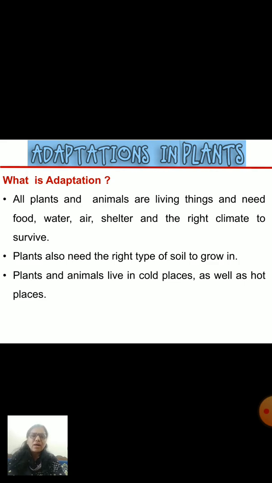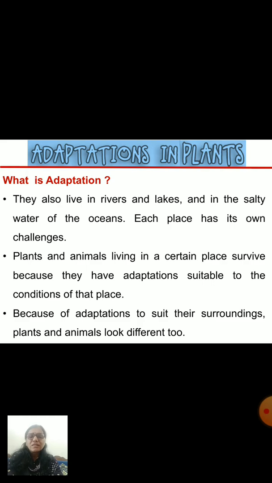As you know, all plants and living things need food, water, air, shelter, and the right climate to survive. Plants, in addition to this, also need the right type of soil to grow in. Different types of plants and animals live in different places. Some live in cold places, some live in hot places. They also live in rivers and lakes and in the salty water of the oceans. Each place has its own challenges, right?